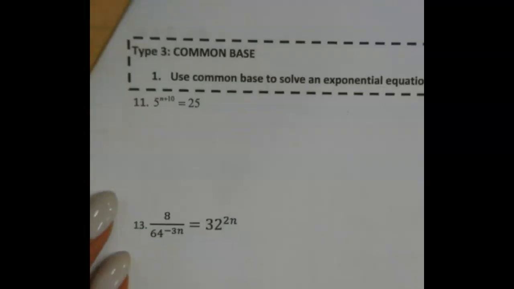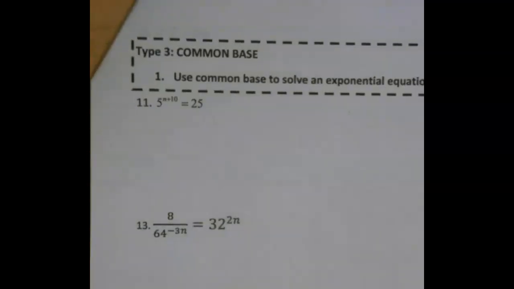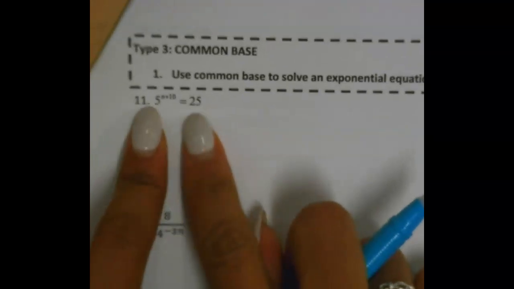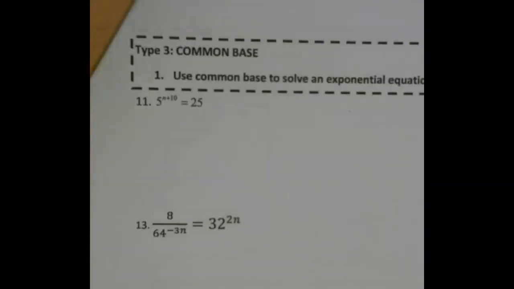So for question 11, in order to solve this, you need to have a common base. That means that both of these big numbers, the 5 and the 25, need to be the same. Both of them aren't the same right now. How could I make both of these the same? 5 is already 5. Is there a way for me to rewrite 25 with the base of 5?